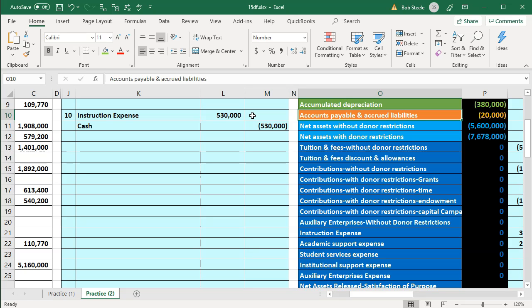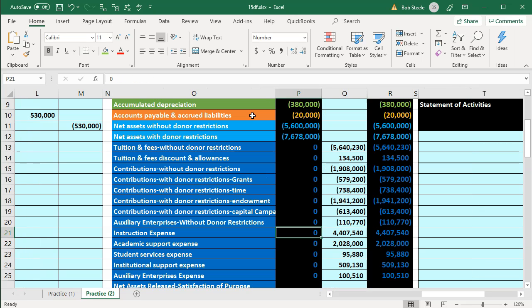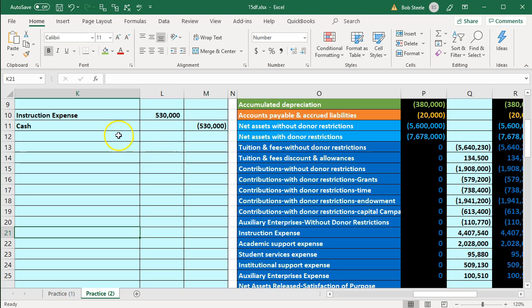There's our transaction, the thing we're going to record. We're going to record the instruction expense first. That's going to be down here. So we're down here. There's the account. Here's the amount in the account. We are in Q21. There's something in it, so we're going to go into it by saying F2 plus F2. Scrolling to the left and then scrolling back up, picking up that 530,000. There we have it.